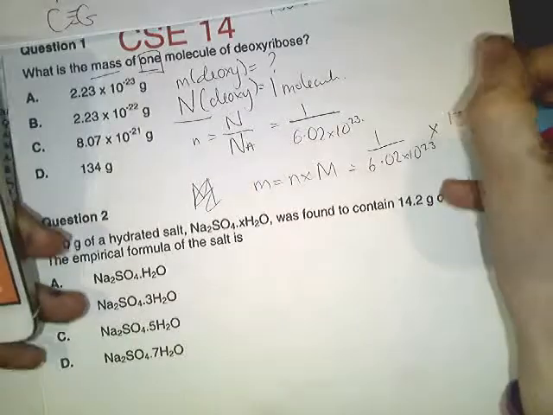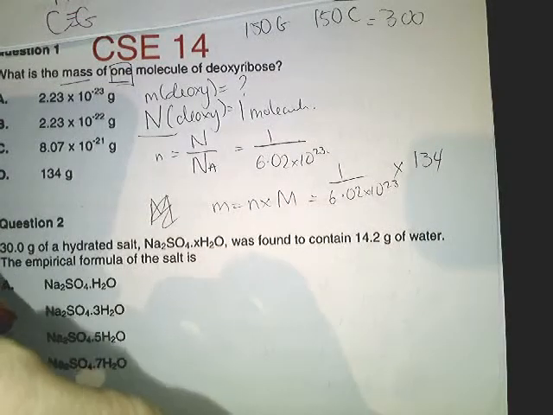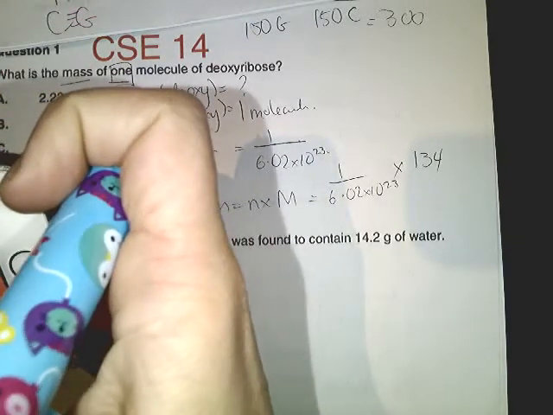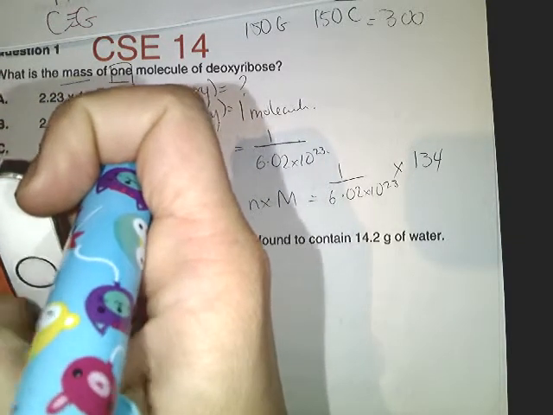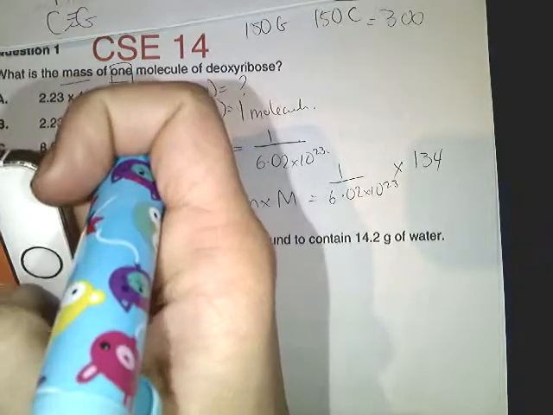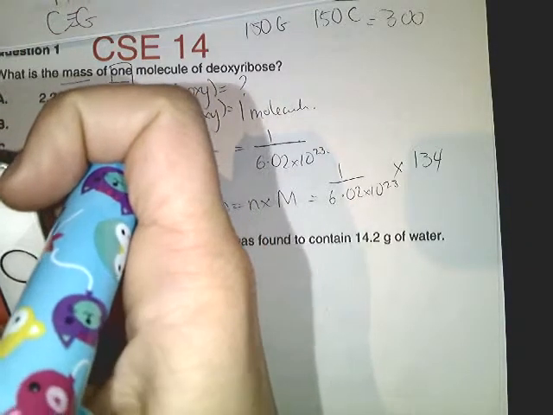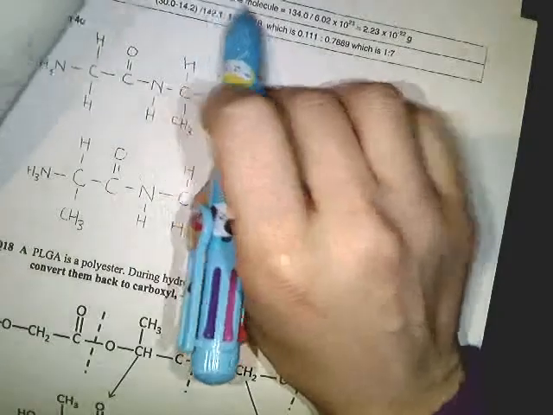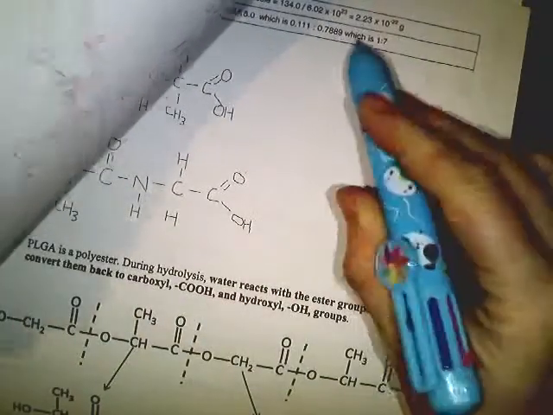134 divided by Avogadro's number. Okay, I don't have my calculator on me. We've got the answer here. Hopefully we've got the same working out. So 134, yep. So 2.23 times 10 to the negative 22, which is B.